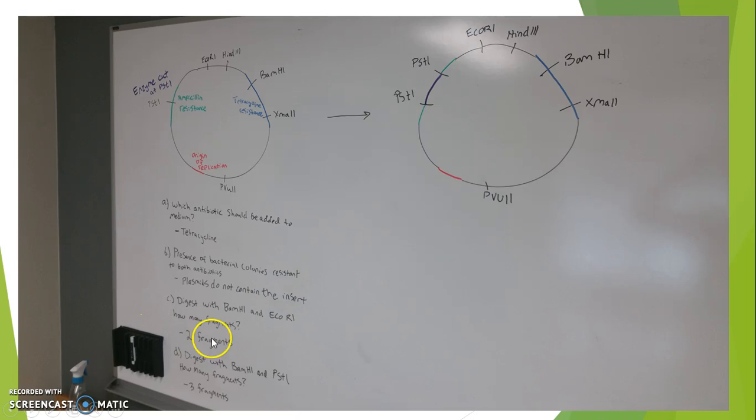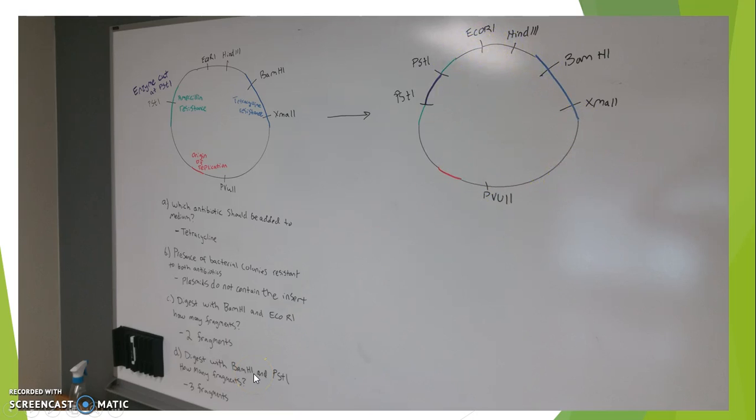And then if the digest happened with BamHI and EcoRI, how many fragments would there be? If we cut right here and right here, then we'd have 2 fragments, because we'd have 1 fragment right here between the EcoRI and the BamHI, and then we have another fragment right here. So we have essentially 2 fragments. Or if I did it on the recombinant DNA, same thing. We have 1 fragment right here, and then another fragment right here.